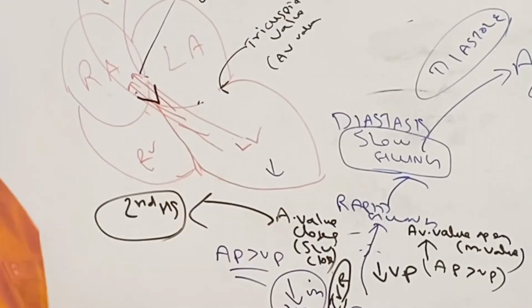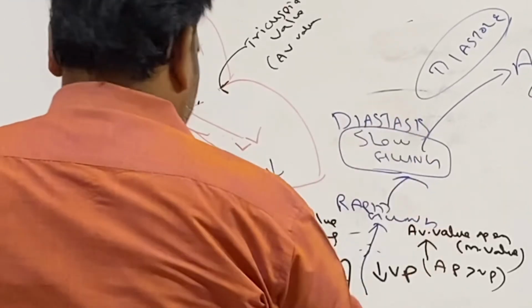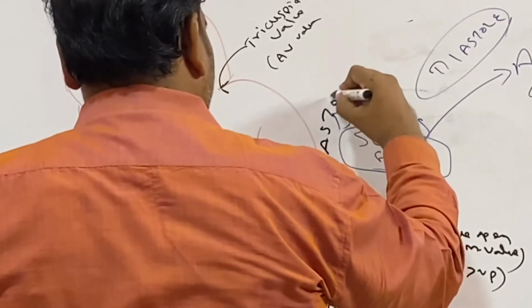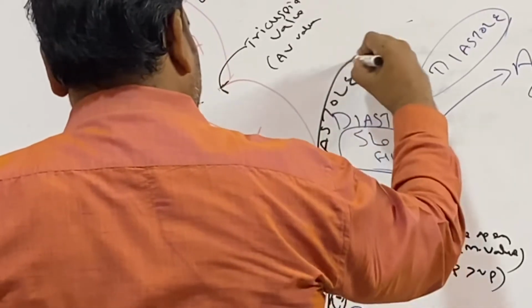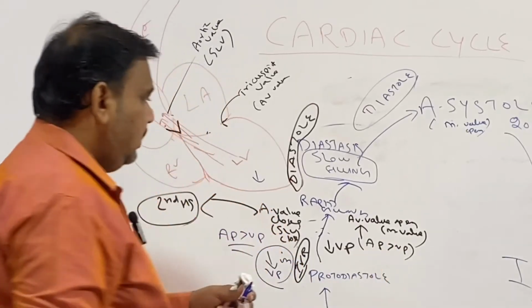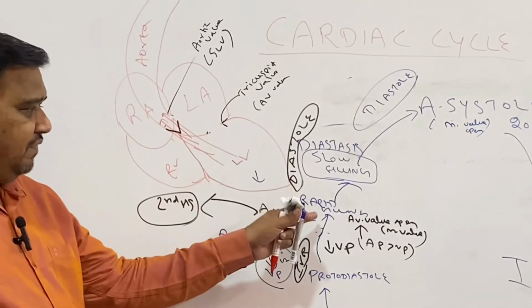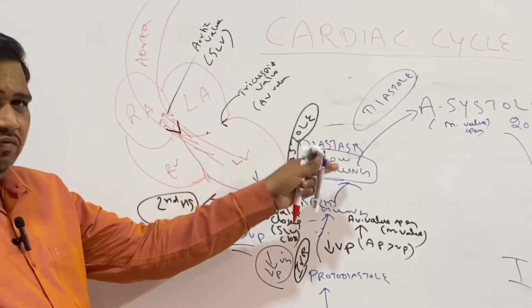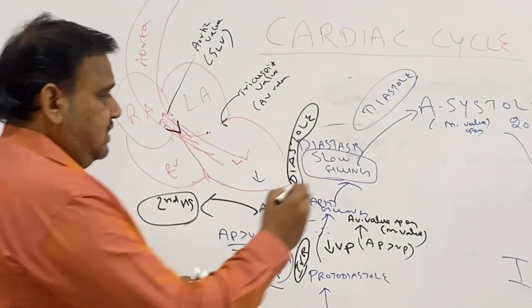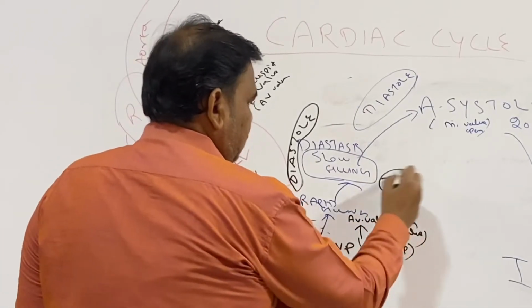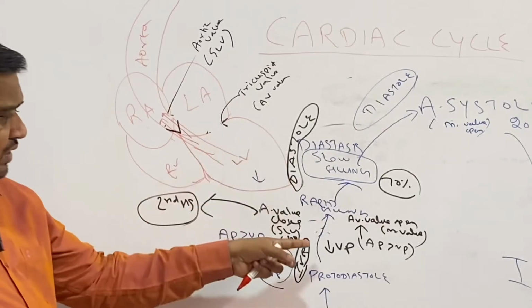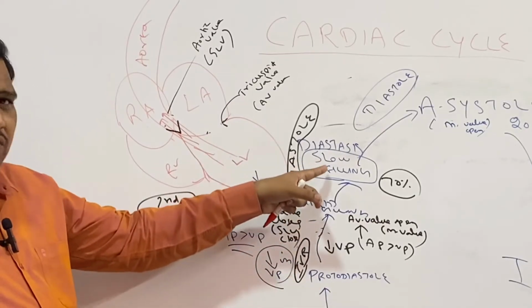And all this is diastole. So this is also diastole. So in diastole there is a rapid filling phase, then slow filling phase. Slow filling phase is also called diastasis. So 70% of the filling of your left ventricle is by this rapid filling phase and slow filling phase.